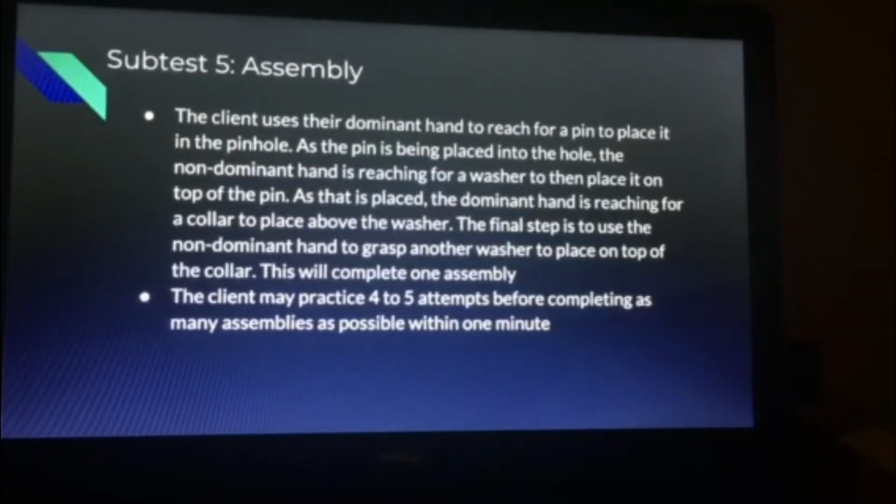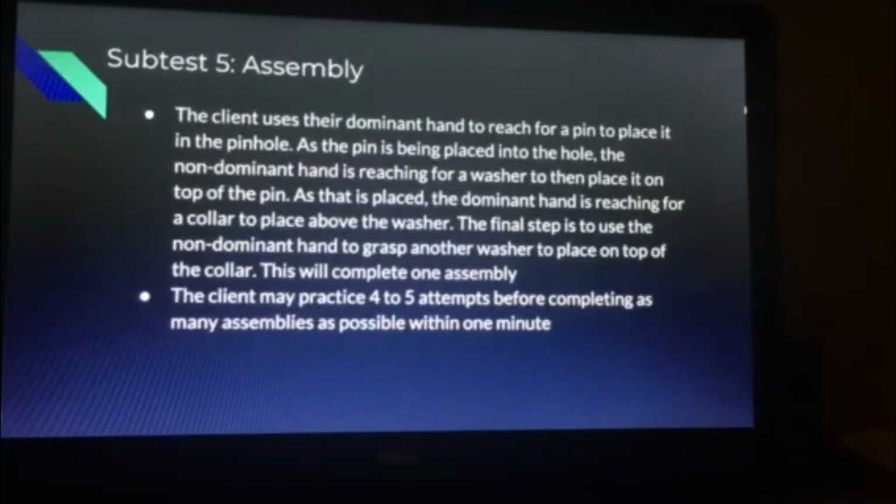For subtest 5, this is the assembly step, and the client uses their dominant hand to reach for a pin to place it in the pinhole. As the pin is being placed into the hole, the non-dominant hand is reaching for a washer to then place it on top of the pin. As that is placed, the dominant hand is reaching for a collar to place above the washer. The final step is to use the non-dominant hand to grasp another washer to place on top of the collar. This will complete 1 assembly. The client may practice 4 to 5 attempts before completing as many assemblies as possible within 1 minute this time.